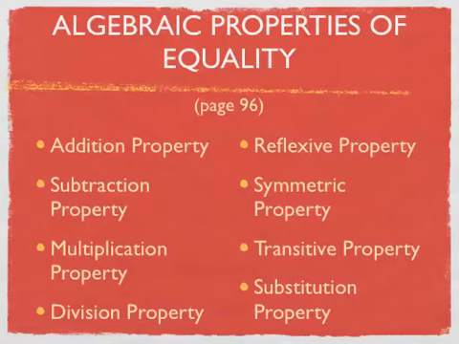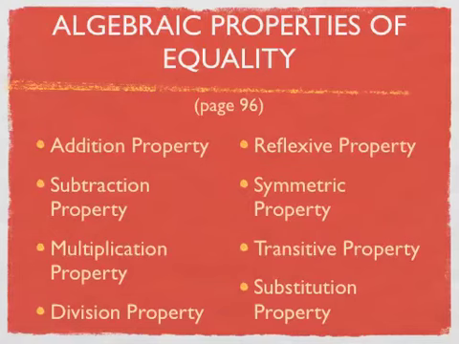The addition property of equality states that you can add the same number to both sides of an equation and keep the equation equivalent. The subtraction property is very similar to the addition property. Basically, the difference is the subtraction property says that you can subtract the same number from both sides. The multiplication property says that you can multiply both sides of an equation by the same number. And the division property of equality states that you can divide both sides of an equation by the same number.